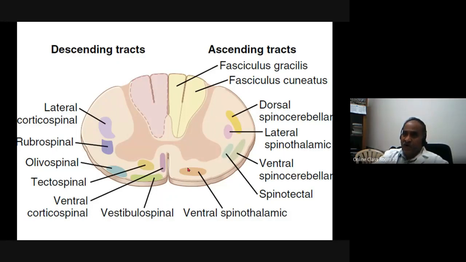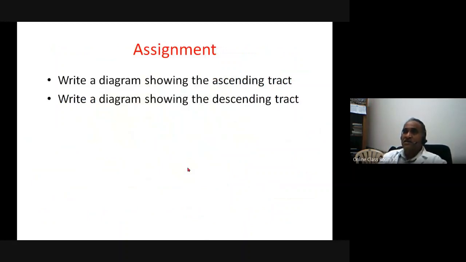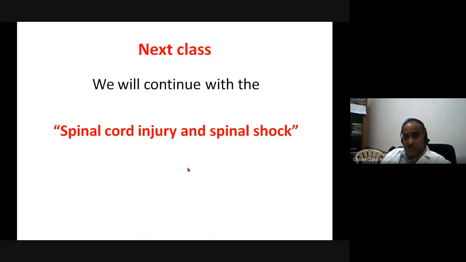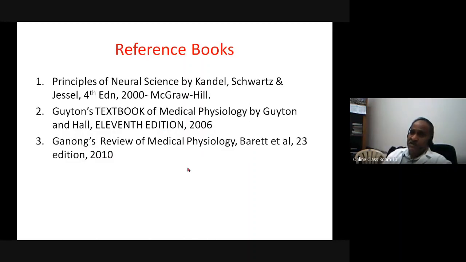Now, I close today's lecture by giving you an assignment: draw the diagram of the spinal cord showing ascending tracts and descending tracts. The next class I will take on spinal cord injury and spinal shock. Okay, these are the books: Guyton and Ganong's textbook of physiology. Okay, thank you.